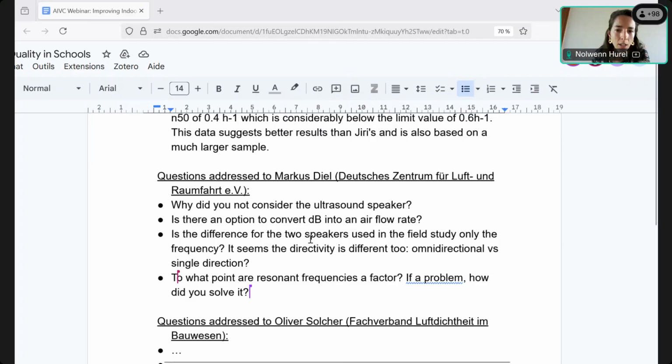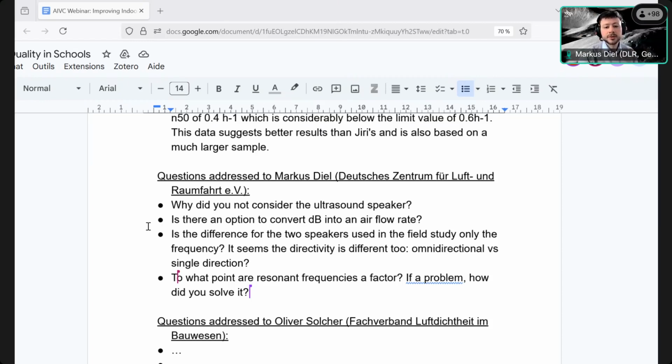That makes sense. The next question, is there an option to convert the decibels into an airflow rate? We did some investigation in the laboratory with this, or not only converting dB, but also the whole acoustic signal, to see if certain parts are getting sucked away, if you have different kinds of leakages. But up to this point, at least in our laboratory setup, we weren't able to find any reliable connection between the acoustic signal and the airflow rate.